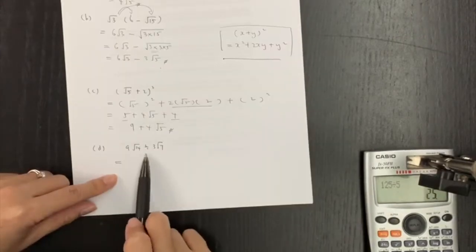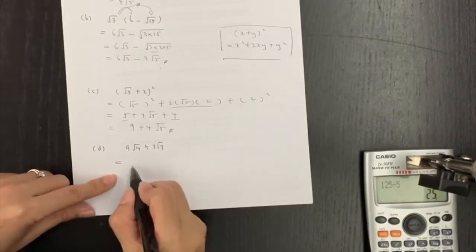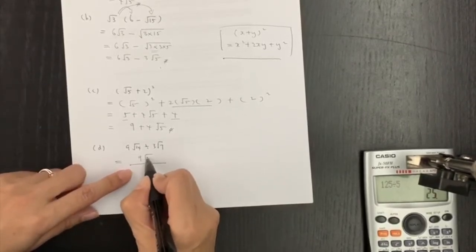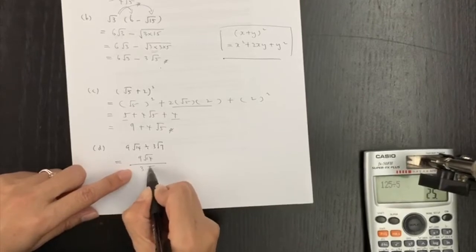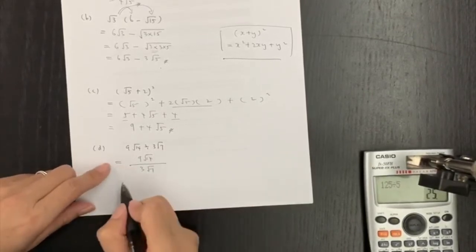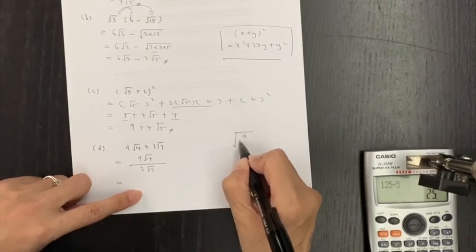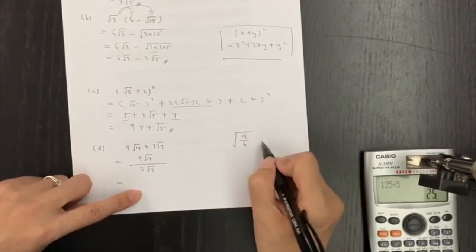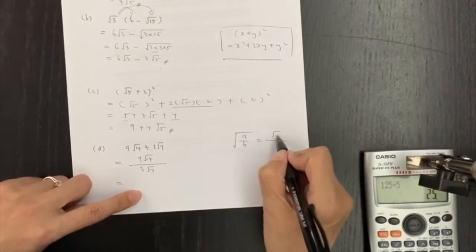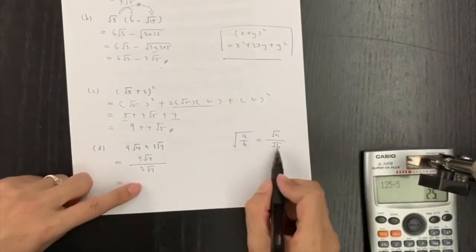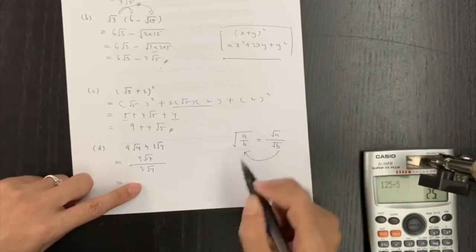Okay, so this one is division. How do we do that? We can change that into a fraction. So this is on top, and this is at the bottom here. Let's look at another rule. If we have the square root of a over b, actually we can split that this way. If we can split, that means we can also combine them together.